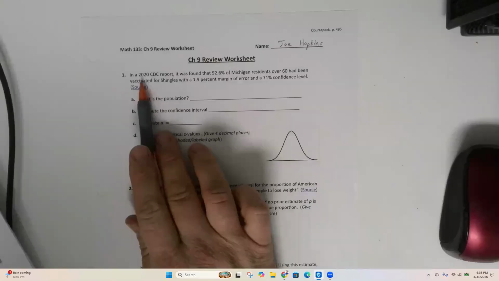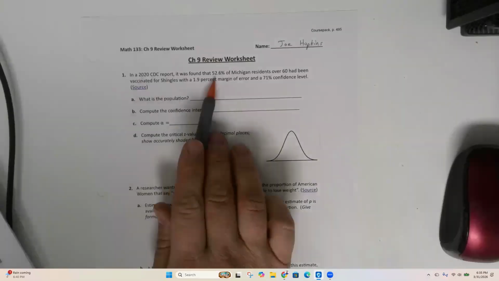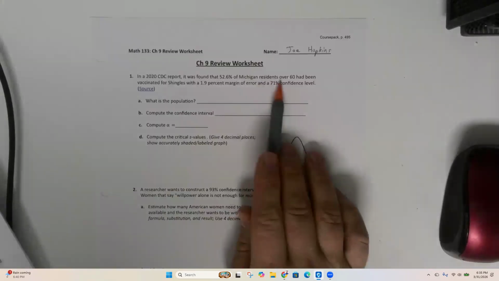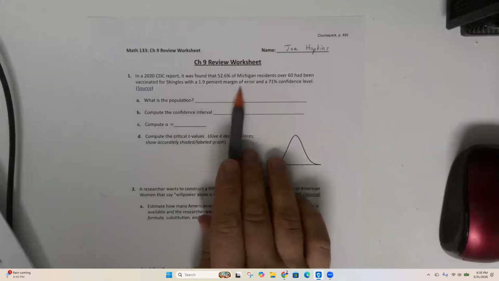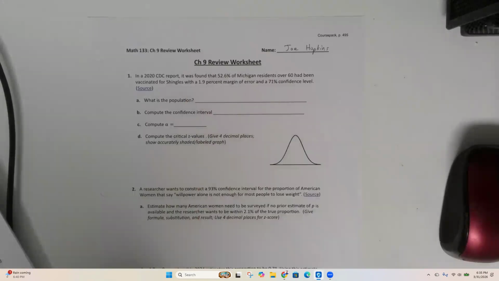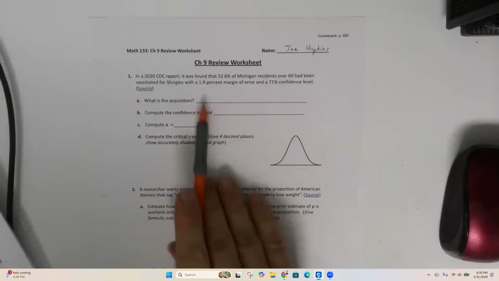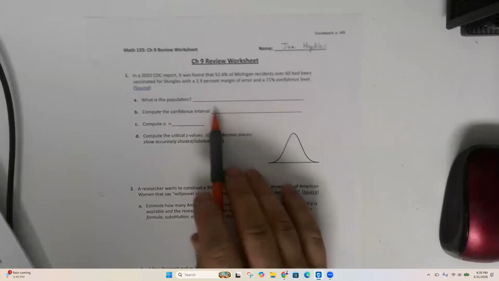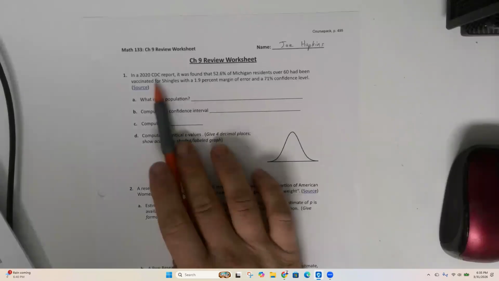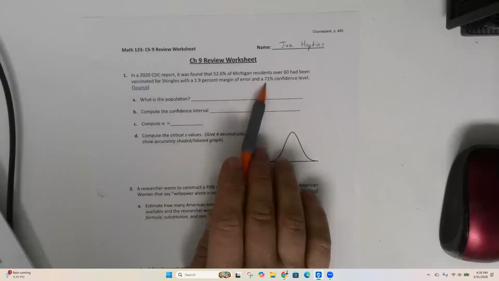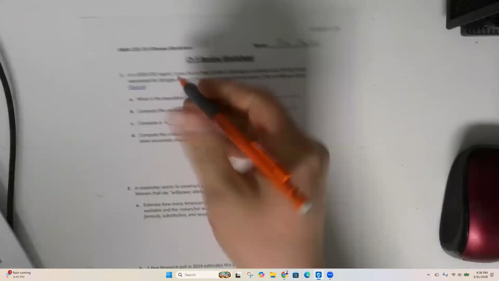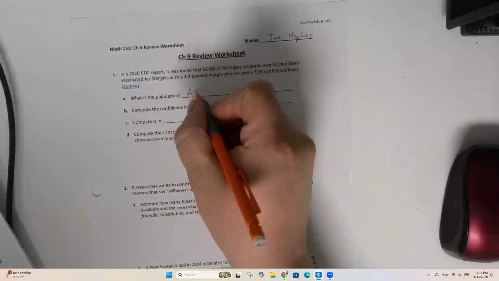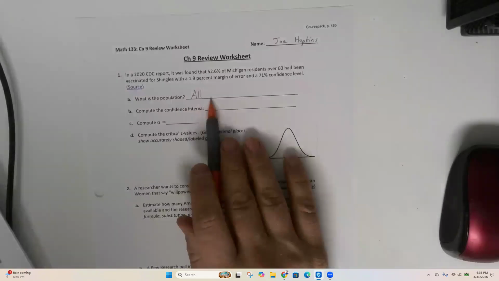Let's see. In a 2020 CDC report, it was found that 52.6% of Michigan residents over 60 had been vaccinated for shingles, 1.9% margin of error, 71% confidence. What is the population? So the sample here is how many people you measured, how many people you checked. But the population is all something.